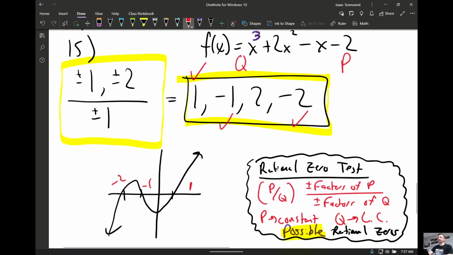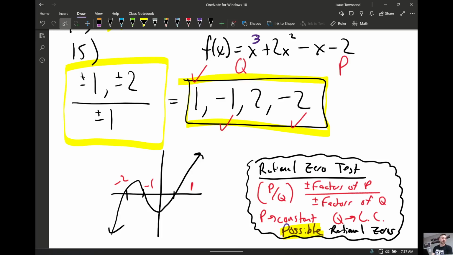So 16 is the same type, so if you would try that one, and we will go over it to make sure you're okay with that. And then I need to do one more with you, and then I'll give you some time to try the last few and see how they go.